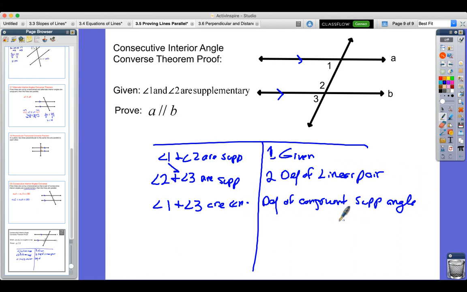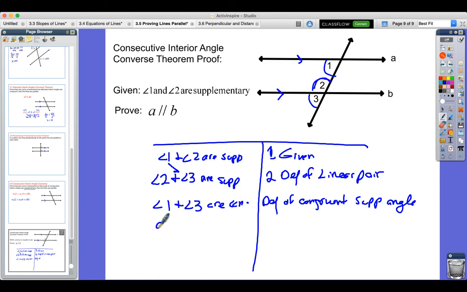You will be using this on the test. I'm telling you right now, this will be one of the answers on the test for the reason. Because 1 and 2 make 180, and 1 and 3 make 180, then these two have to be congruent. Because if two different angles make 180 with the exact same one angle, in that case 2 being the angle, these two have to be congruent.